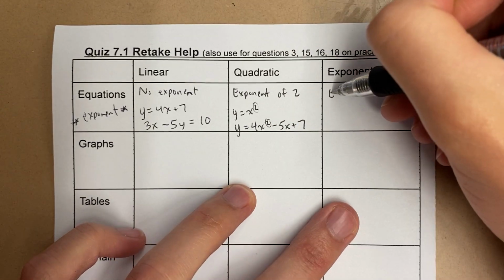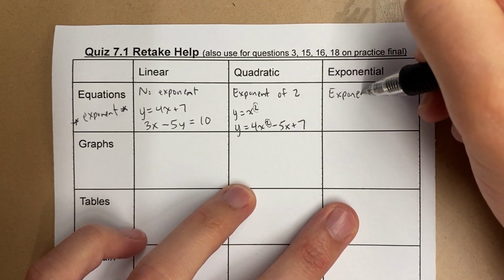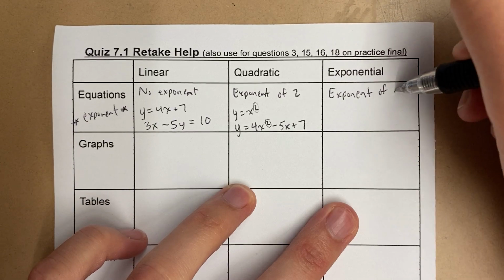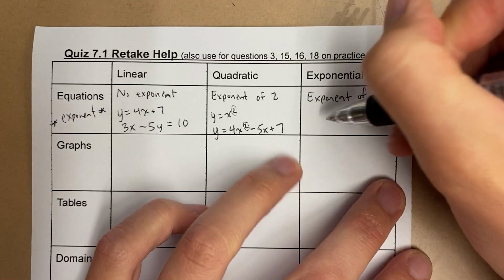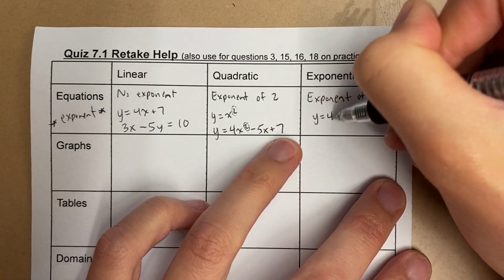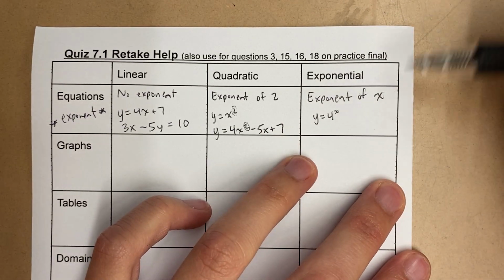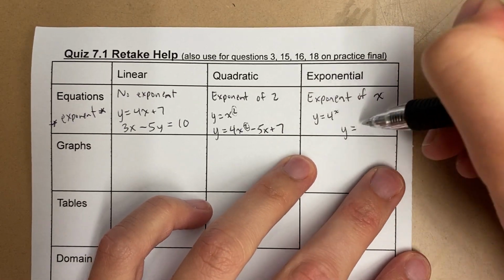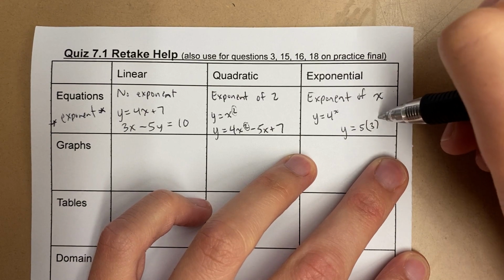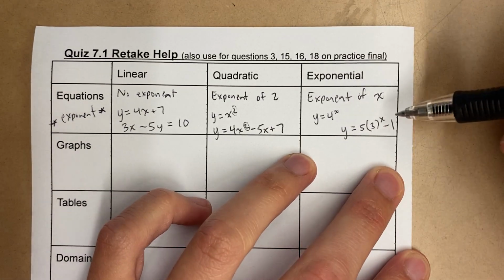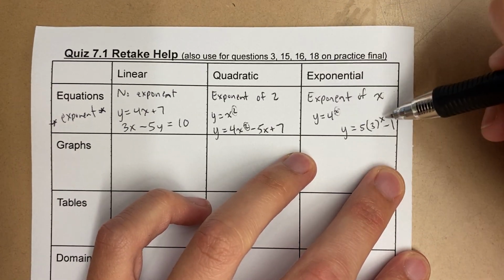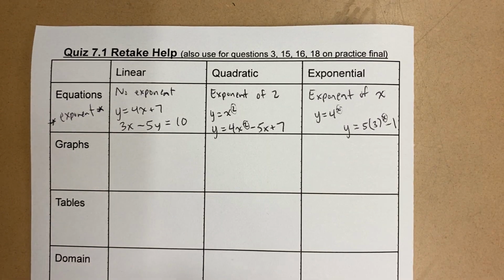And exponential equations, what makes them exponential is that they have an exponent of x. Okay, so for example, this is like y equals 4 to the x. Like that's a very basic exponential equation. They can also be like this with more stuff, but no matter what, the exponent is x. That's what makes an equation exponential.